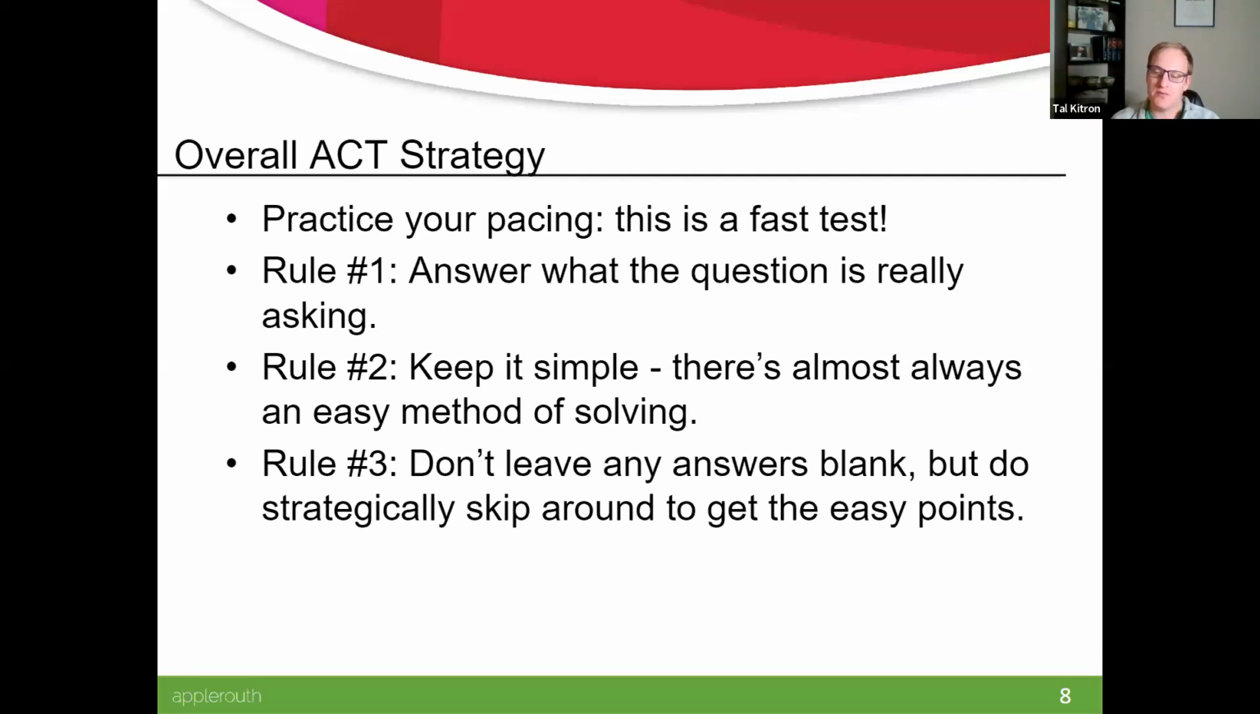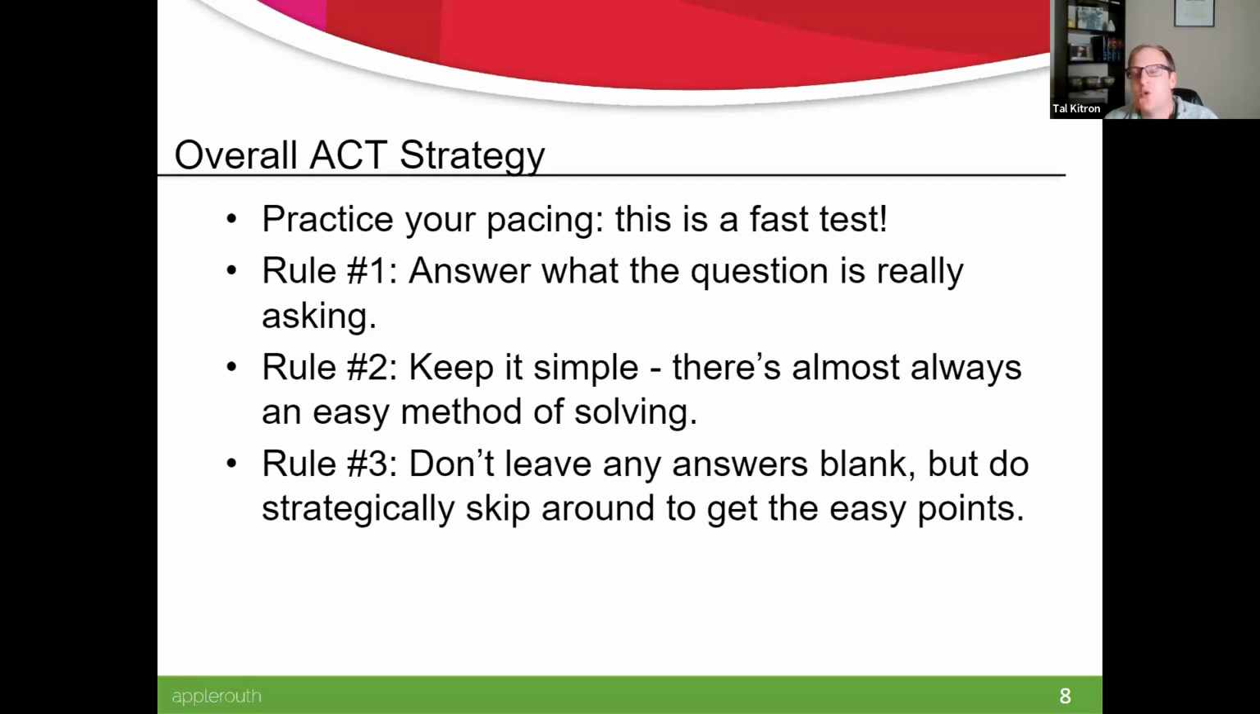Second is keep it simple. Like on math, there's almost always a simple solution. So if you're starting to do like law of signs or quadratic formula on question 7, or even anytime before number 40, there's probably something wrong. Maybe we can punch in answers or use a calculator. There's usually a simple way to solve.